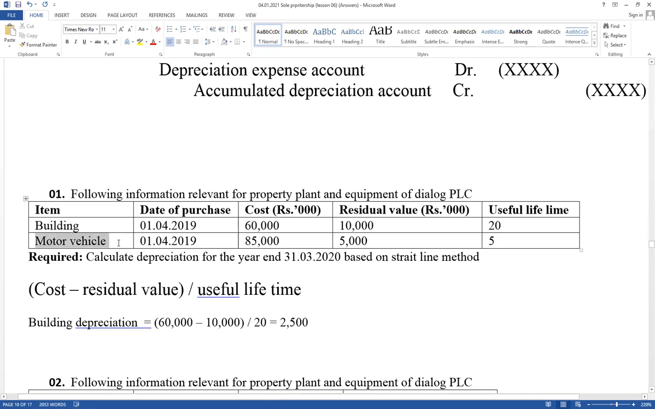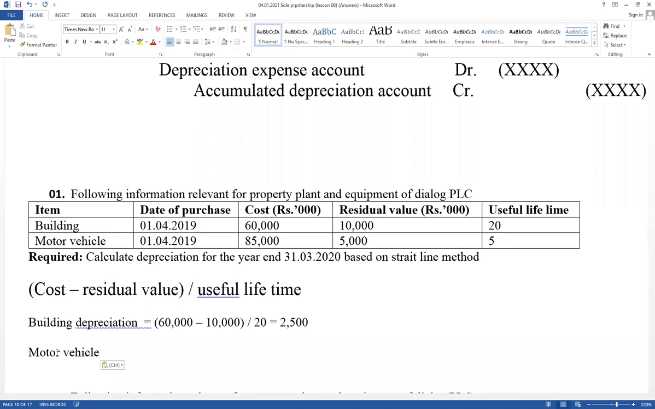Motor vehicle depreciation. Think about straight line basis. Cost value is given as 85,000, minus residual value, it has given 5,000, then divide by useful lifetime. It has given useful lifetime equal to 5 years.